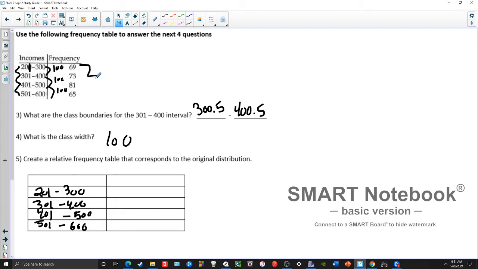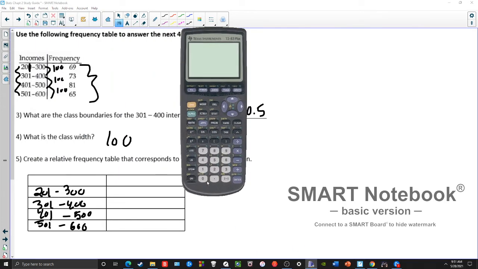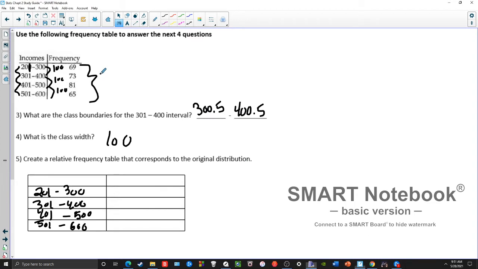First, let's add all these up together. 69 plus 73 plus 81 plus 65, we get 288. In a relative frequency distribution, we do the percentages of each category, not the number of values. So this would be 69 divided by 288, this would be 73 divided by 288, this would be 81 divided by 288, and this would be 65 divided by 288.